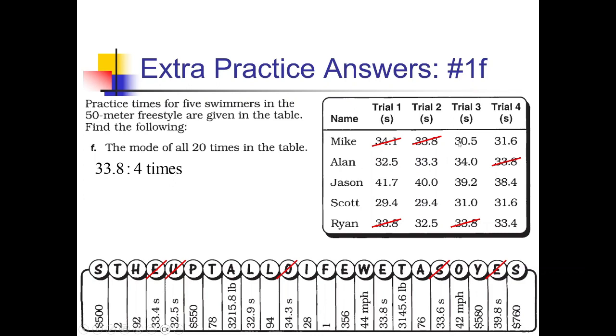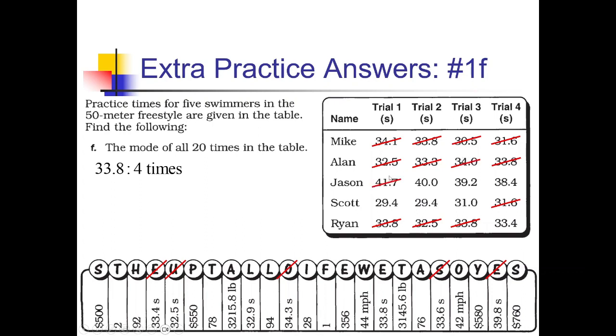So 30.5, and I don't see any other 30.5, so we go on to the next number. 31.6. I see one more of those down here, so there's 2 of those, but that's way less than this mode of 4. So we're going to just keep going. 32.5, looks like that's the one of 2. There's another one right there. Again, 2 doesn't beat 4 though. 33.3 is the only one of those. And then 34, that's also unique.